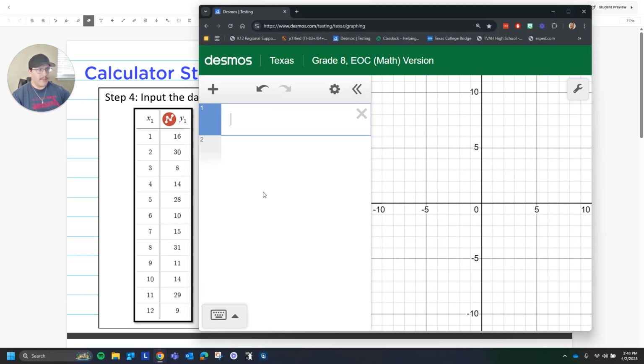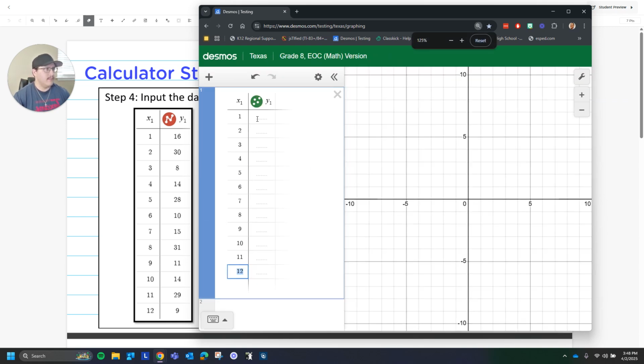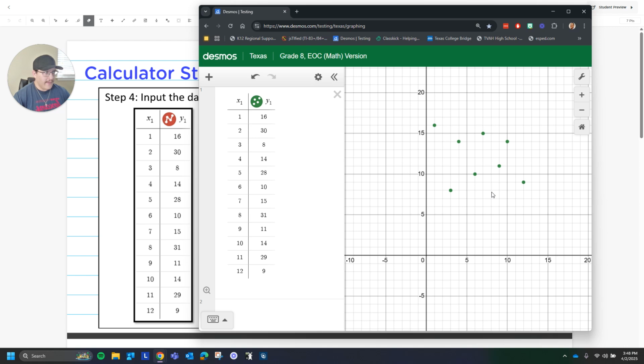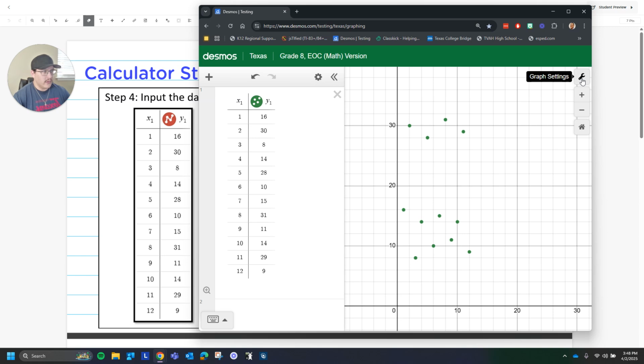Now to type these into Desmos, you're going to go to the first line, click the plus symbol, create a table, and enter all the x values and the y values into that table. 1, 2, 3, 4, 5, all the way up to 12. And then enter the y values as well. When you get to your graph, you can zoom in and out wherever you want. You can also set the parameters if you go to the wrench tool.